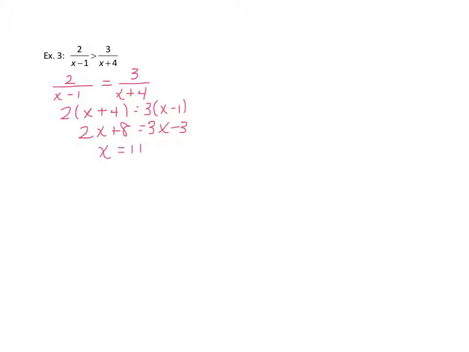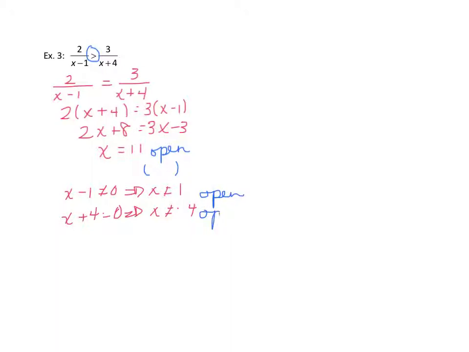Notice the inequality symbol has no equal sign, which lets us know I'll use an open circle and parentheses whenever the number 11 is involved. I also need to consider my domain restrictions. I cannot have x minus 1 equal 0, nor can I have x plus 4 equal 0. So this says to me that x cannot equal 1, nor can x equal negative 4. Again, these are open, and I will be using parentheses on the number line to represent these values.